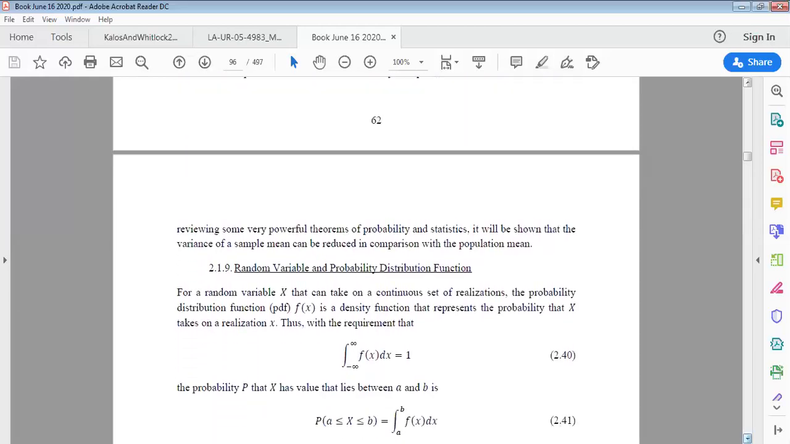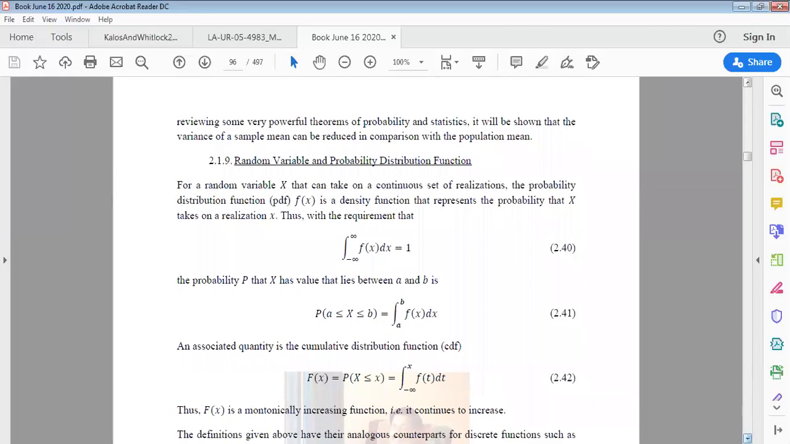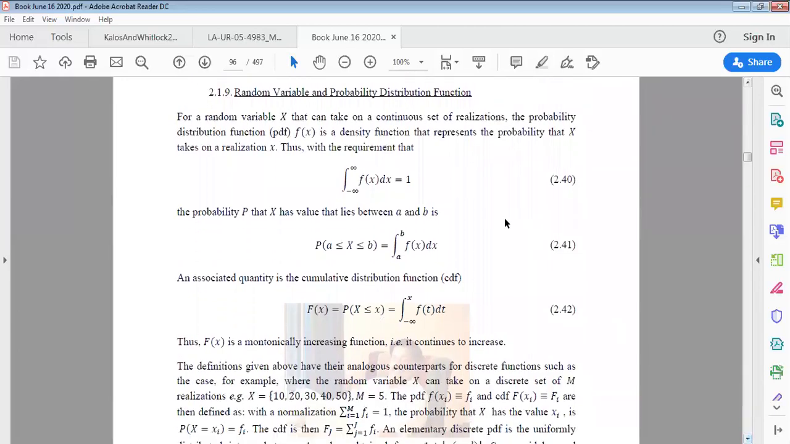So let's look at something called a random variable. Say you want the age of students in a university. Age could be a random variable x, but every student has a different age. So the variable age can take on a continuous set of realizations. Everybody is at a different age, but I can use one variable x to call this the age of students in a university. So when I use the variable x for the age of students, I say that x is a random variable.